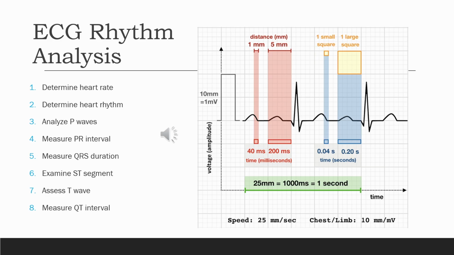Step 4 is to measure the PR interval, which again, 0.12 to 0.20 seconds is a normal PR interval. This is the time that it takes for an impulse to travel from the SA node through the AV node into the ventricles. Step 5 is to measure the QRS duration, which again is typically 0.04 or 0.06 to 0.12 seconds. The QRS complex represents ventricular depolarization, or contraction of the ventricles.